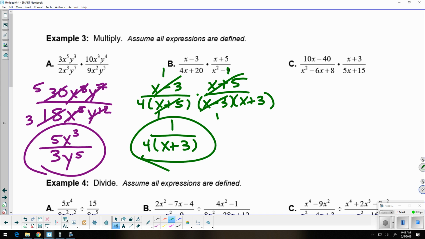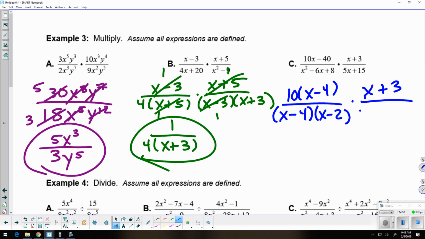And then for C, for the next one, so again, just factoring it out, on top, take out the 10, your GCF. Underneath it, this factors into x minus 4, x minus 2, times this by x plus 3. Take out the GCF underneath. Okay, it's all factored. Now find your matching pairs. X plus 3's, one on top of the other, those cancel. Same with the x minus 4's. You can even cancel the 10 and the 5. Those also reduce down. So dividing those both by 5, that's a 2, that's a 1.